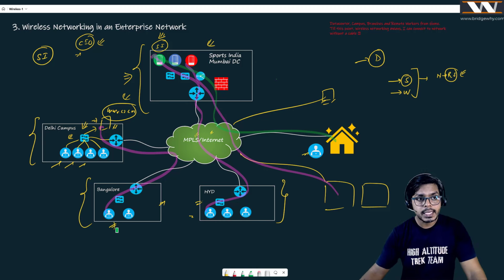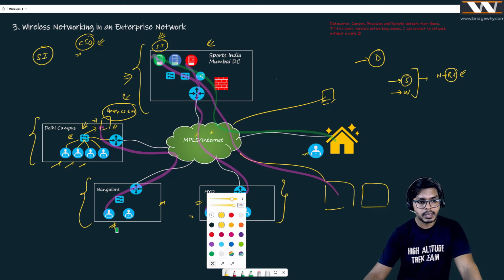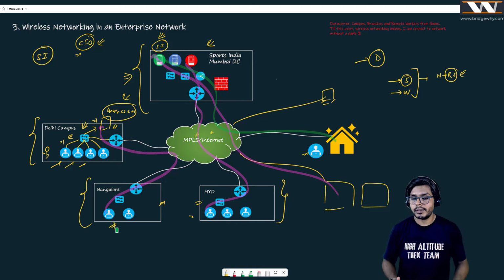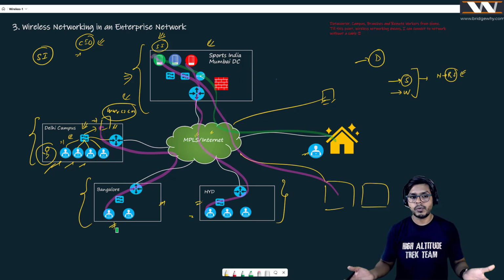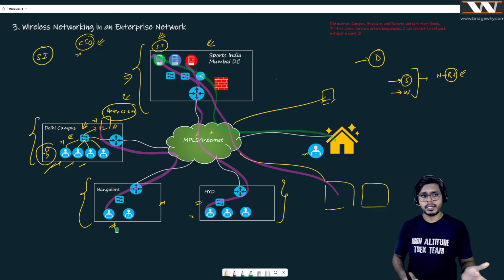Now the question comes, what exactly does Mr. CEO want here? Mr. CEO wants that if somebody comes with their laptop here, they should not have to connect an Ethernet wire. There should be no wire. They can come to the Delhi campus and open the laptop. They will be connected directly to this company's network and can access whatever they want without any wire. And you must be thinking, Mr. Vishnu, this is not a new thing. We have been seeing this for the last 5 years.